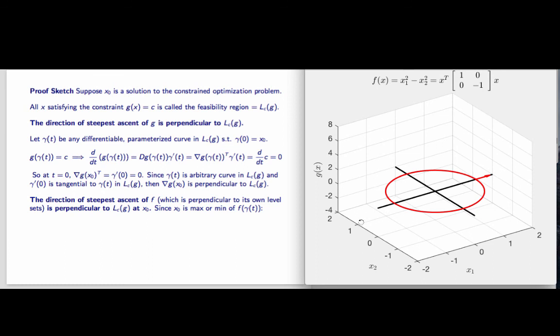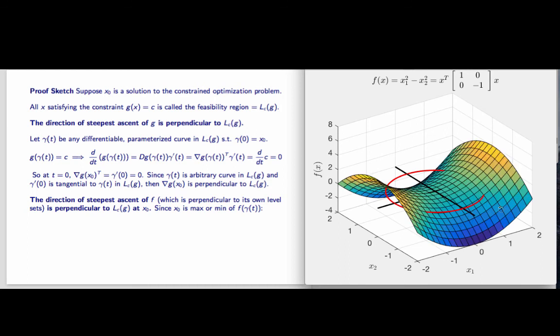So here I have in the domain, of course, my axes. I have my region of feasibility, or my level set. And this is the gradient of g at x naught. We should see that the gradient of f at x naught is going to be parallel to this vector. That's what we should conclude. So here's f. I chose as my objective function a saddle because they're fun.